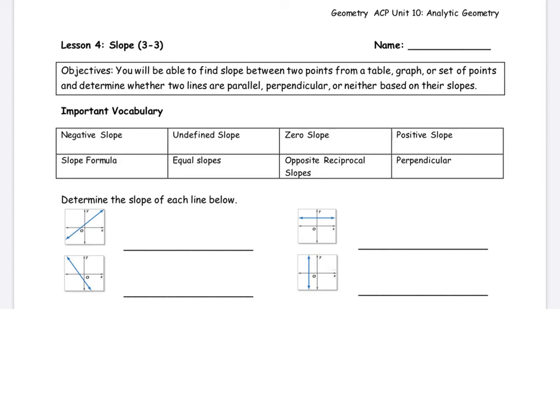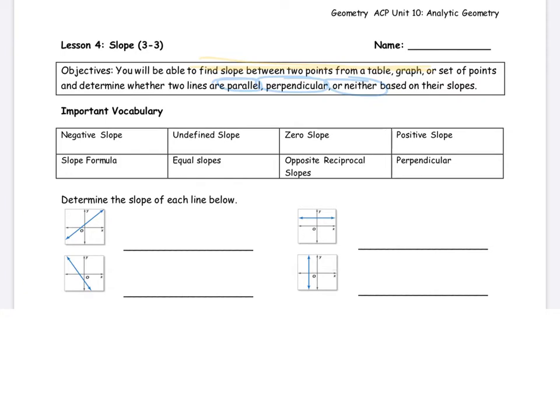Welcome to Lesson 4 on our unit of Analytic Geometry or Geometry on the Coordinate Plane. Our goal today is to review how to find slope between 2 points on a graph using the table, graph, or set of points methods, and then to use that concept to determine whether or not 2 lines are parallel, perpendicular, or neither based on their slopes so that we can use them to solve problems involving geometric figures.